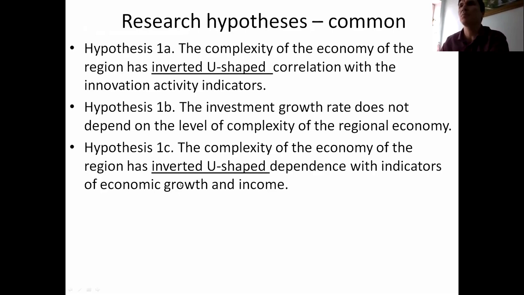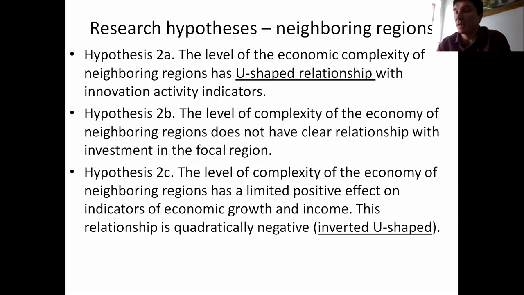Next hypothesis: complexity, of course, should also influence economic growth positively. But I still propose an inverted U-shaped dependence, and I will later explain why. The next group of hypotheses concerns how the economic complexity of neighboring regions influences indicators of development of the given region, the focal region. Of course, I propose a still positive but non-linear dependence of the economic complexity of neighboring regions on innovation indicators. It doesn't influence investment, for the same reasons as I told before. And the level of complexity of the economy of neighboring regions also has a positive effect on indicators of economic growth and income, but this is still inverted U-shaped.